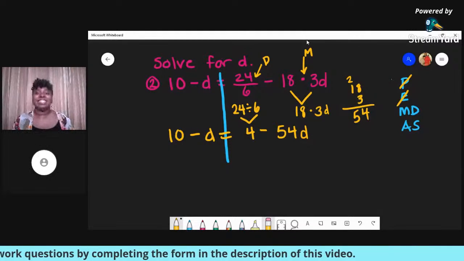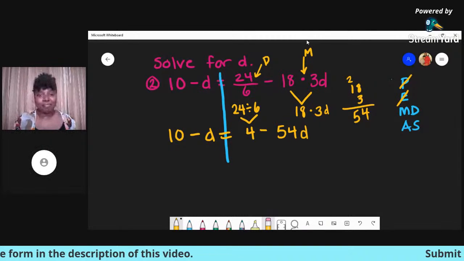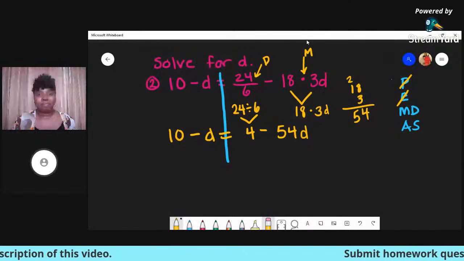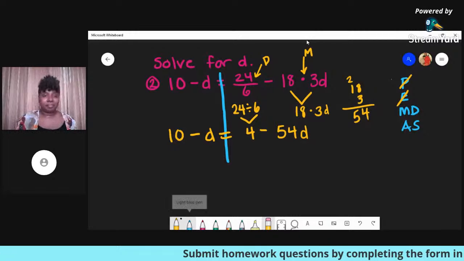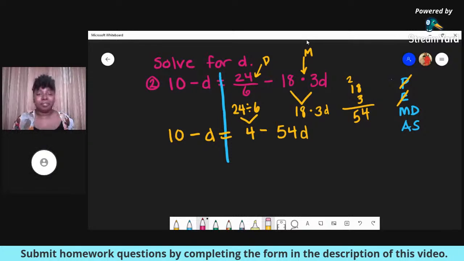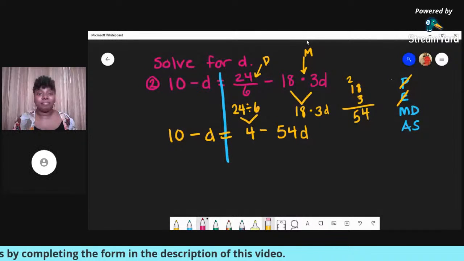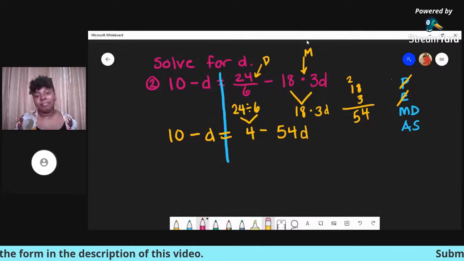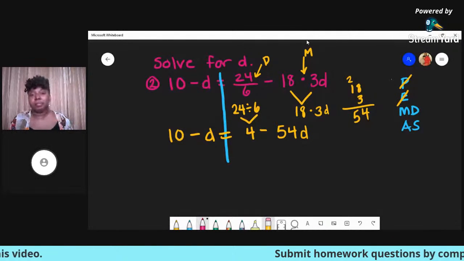So then we have 10 minus D equals 4 minus 54D. But we have to do some other things, we're not done yet, right? Because we have a 10 with the D on the left side, and we've got 4 minus 54D over here. Now, this is a question I have: does it matter which side I start working from? No. All right, good.